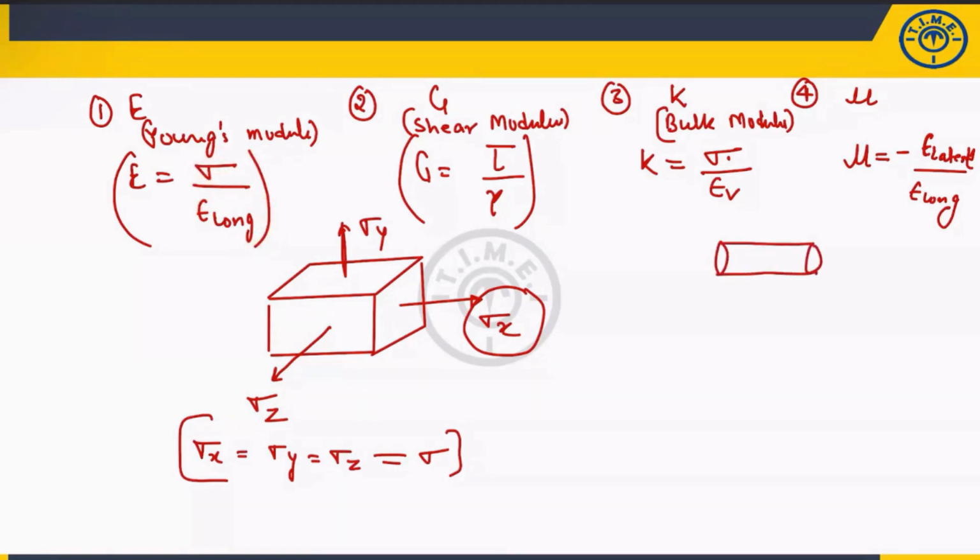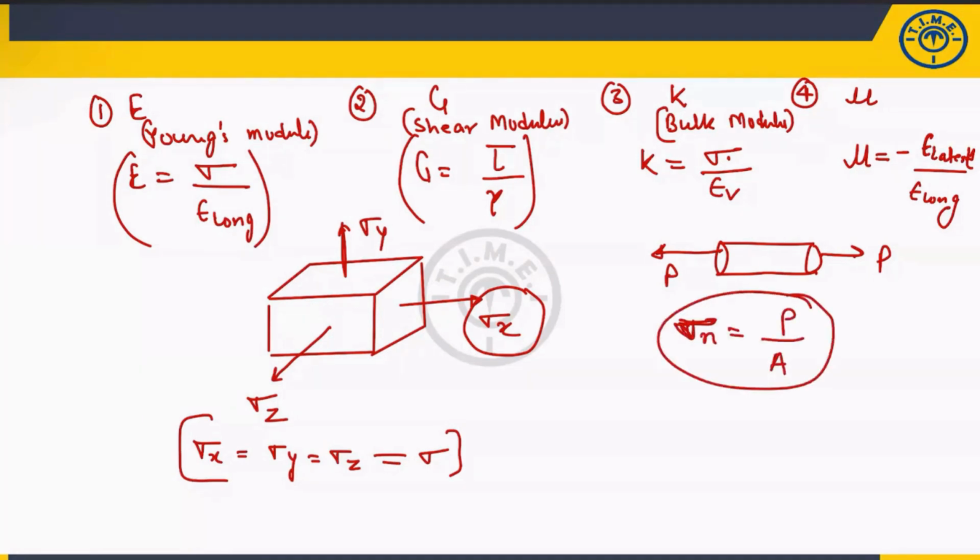Let us suppose this is the rod. The force is acting here. This is the normal load. Now, what stress will develop? The normal stress is nothing but P by A. If you want, you can write sigma n. Normal stress to the longitudinal strain. This is shear stress to the shear strain.